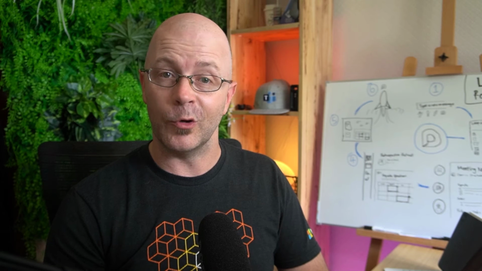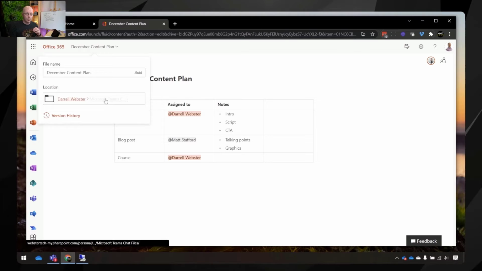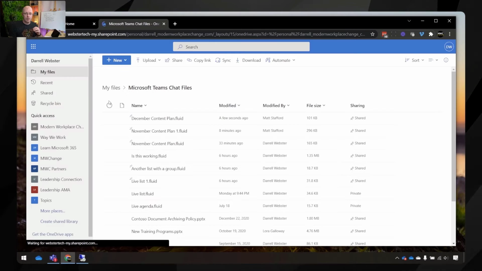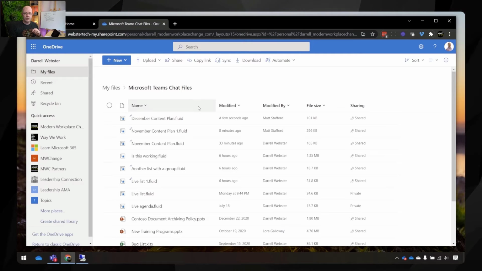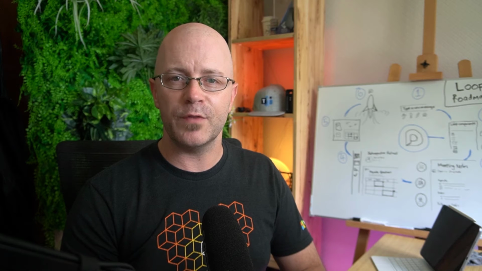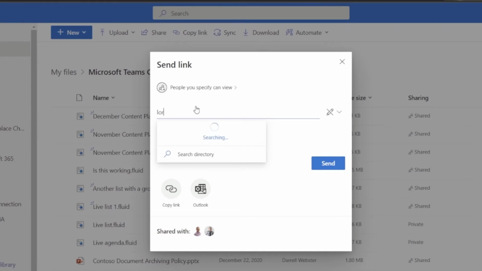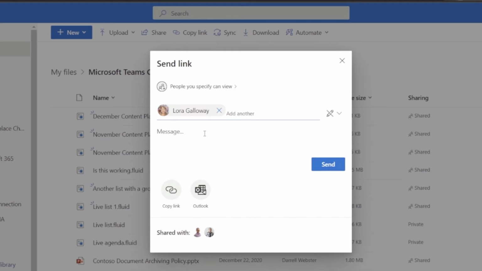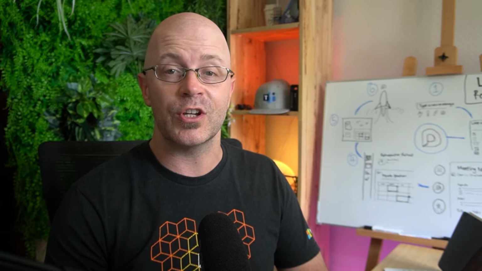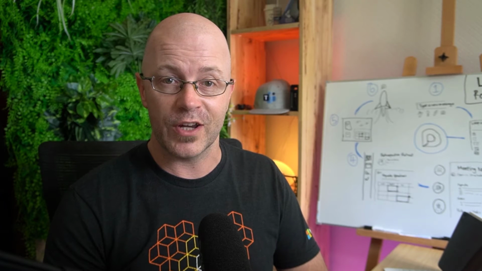Remember, creating a new Loop component will create a fluid page in your OneDrive and eventually in the Teams channel. I expect Loop pages will eventually be able to be shared internally and externally, like any other file in OneDrive and SharePoint, depending on your organization's external sharing policy and configuration.